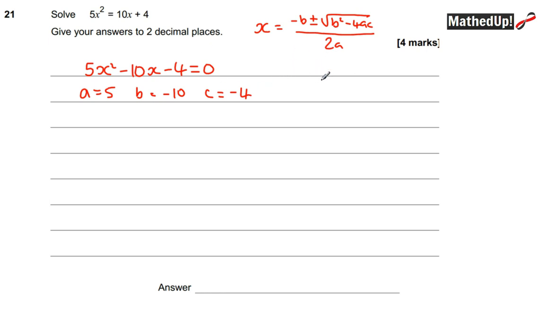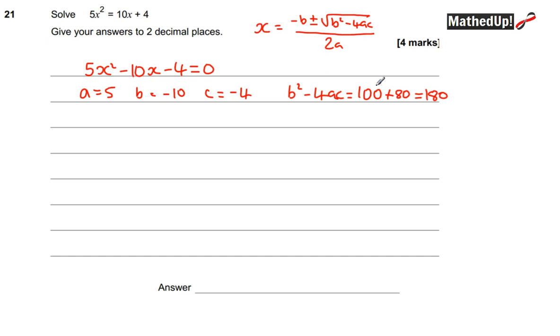I'm also going to write down the value of the discriminant, which is b squared take away 4ac, and that there is going to be, b squared is 100, and it's going to be take away 4 times 5, which is 20, times the negative 4, which is negative 80. So if I take away negative 80, that's the same as plus 80. So that's going to be equal to 180.